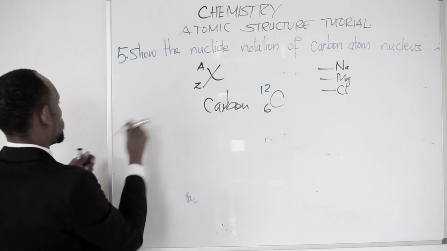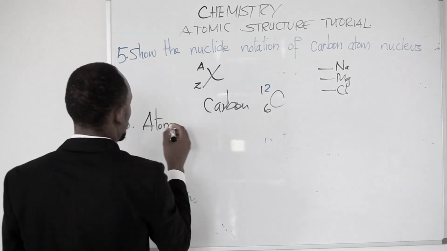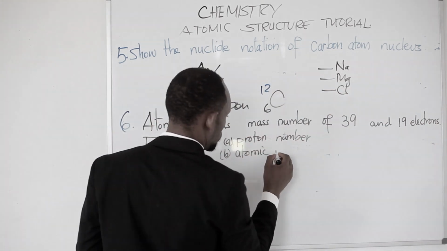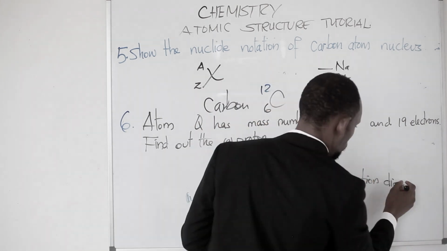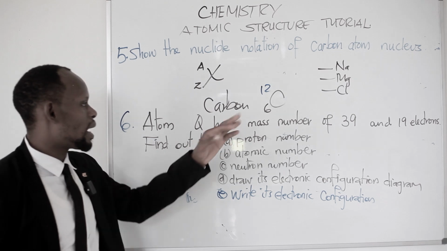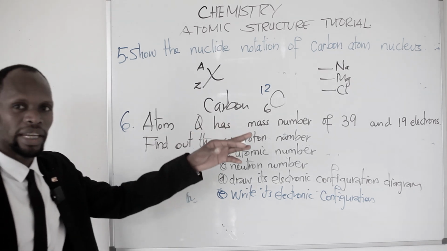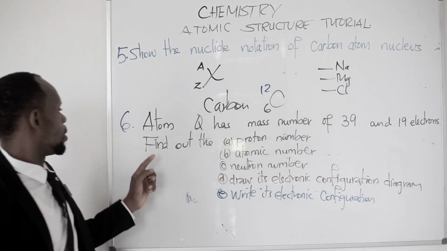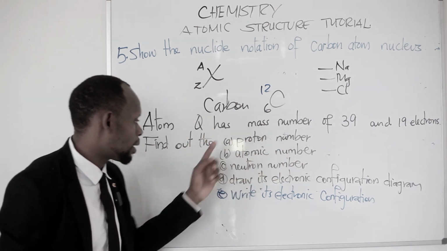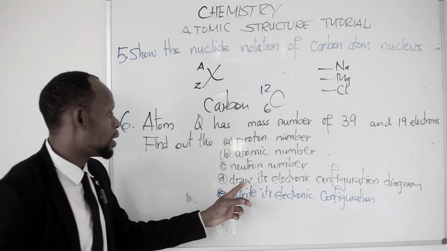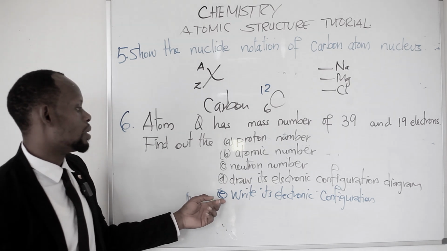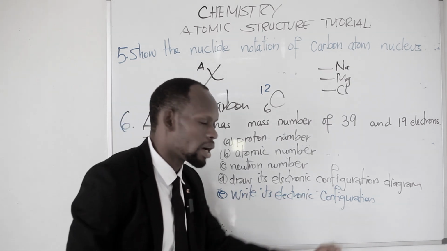Question number 6. Atom Q has a mass number of 39 and 19 electrons. Find out the proton number, atomic number, neutron number. Draw its electronic configuration diagram. And the last question is, write its electronic configuration.